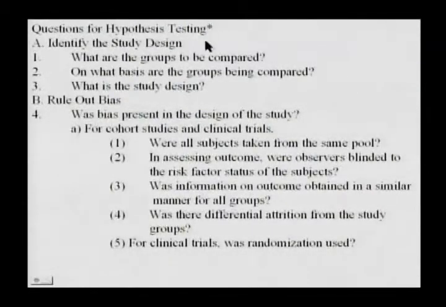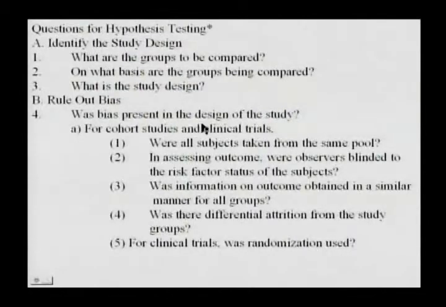So the scientific hypothesis testing, not merely the statistical hypothesis testing. So you identify the study design after you have identified the gap in your hypothesis, of course. What are the groups to be compared? On what basis are the groups being compared? And what is the study design? So after reaching this point, achieving these three aspects of the study design, go on to rule out bias.